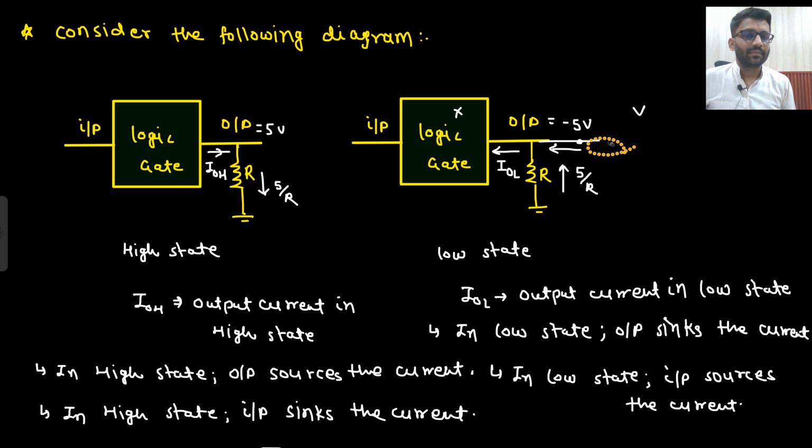And in low state, output sinks the current and input sources the current. That's it. So the meaning of this slide was only this much. Let's start studying about fan out.